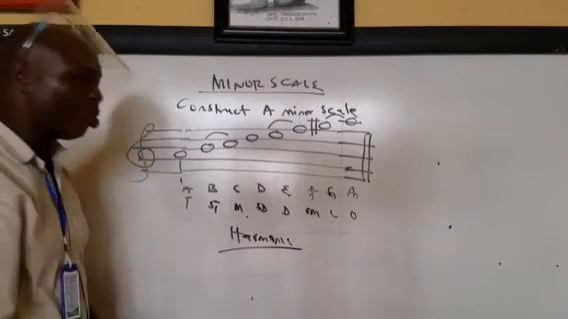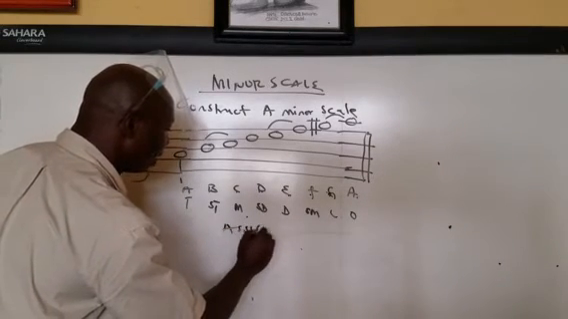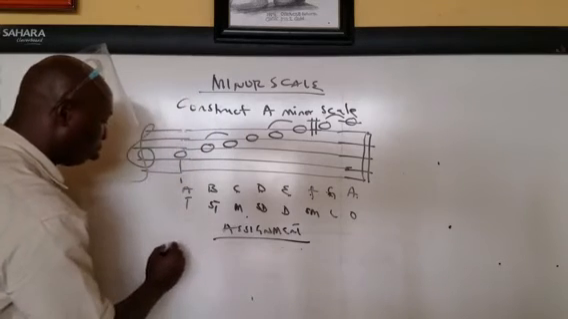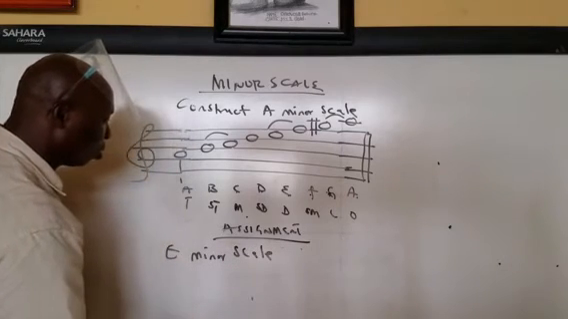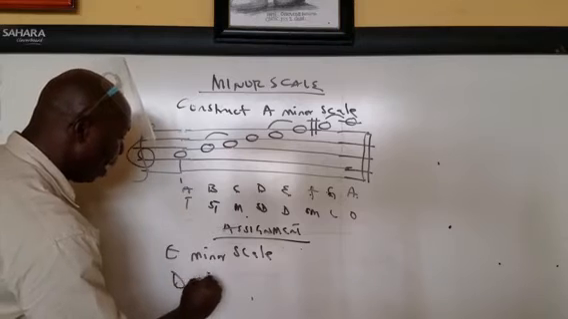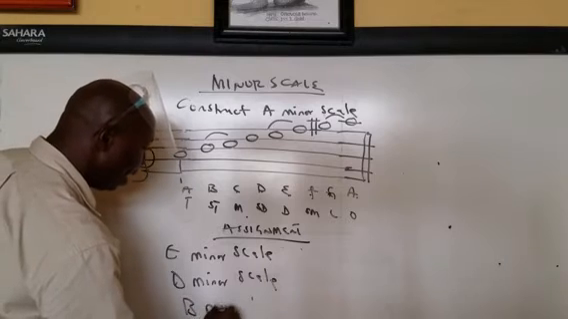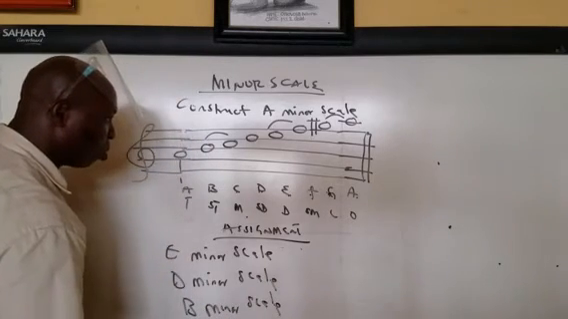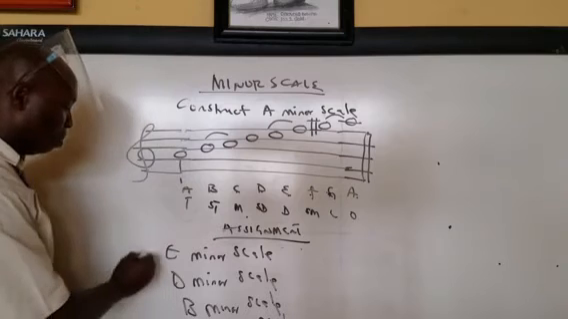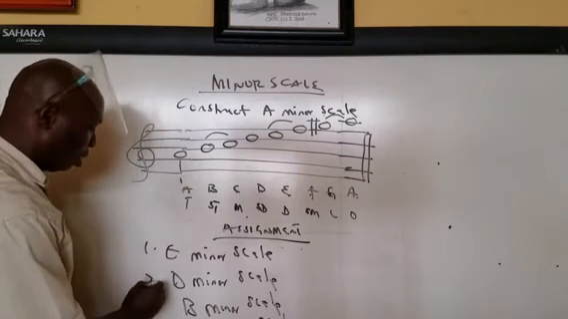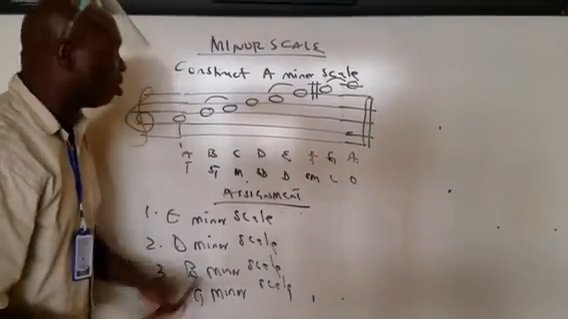You can be asked to construct a minor scale as your classwork or assignment. For this assignment on minor scales, you have to construct the E minor scale, the D minor scale, the B minor scale, and the G minor scale. Take note of your assignment number 1: E minor, D minor, B minor, and G minor scales. That's all about the minor scale.